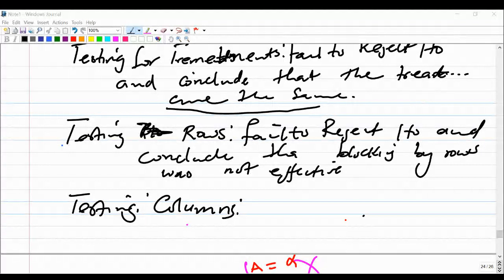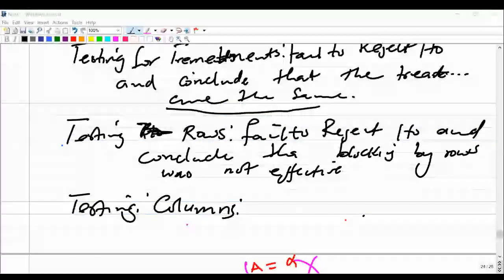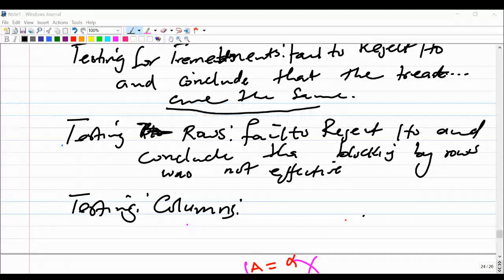So you'll do the same with the column, how you conclude. So now, let's talk about the pairwise comparisons. The formula for the pairwise comparison, how will they look like? Formulas for pairwise comparison.